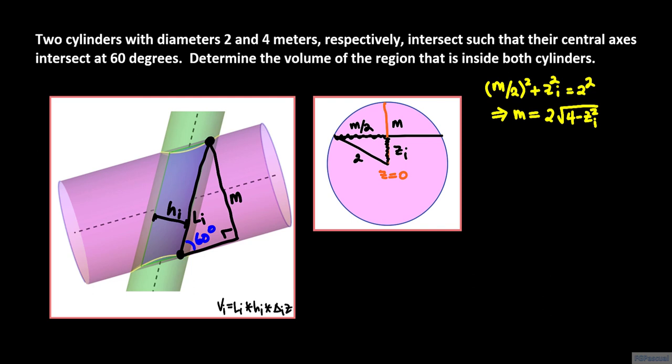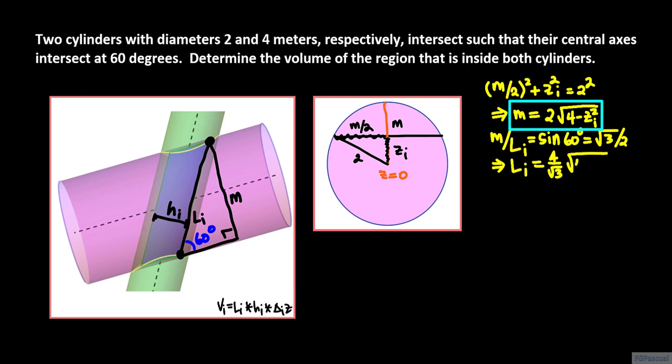On the left diagram, m is shown to be opposite the 60-degree base angle of the right triangle. Therefore, m over L sub I equals sine 60 degrees. And sine 60 degrees is the square root of 3 divided by 2. Replacing m by 2 times the square root of 4 minus z sub I squared, we find that L sub I equals 4 divided by the square root of 3 times the square root of 4 minus z sub I squared.